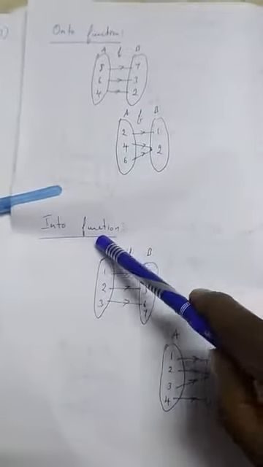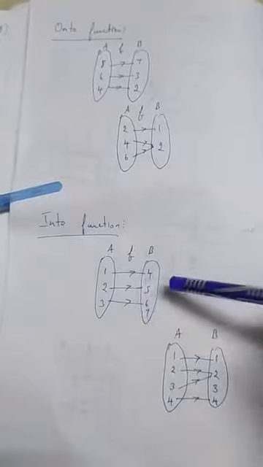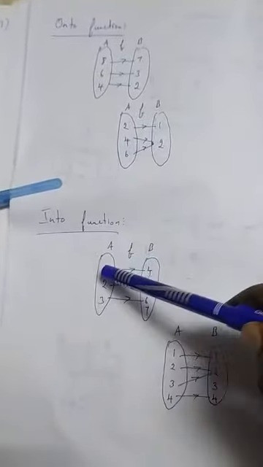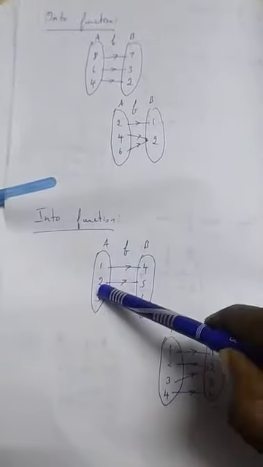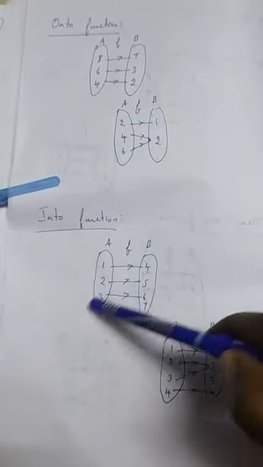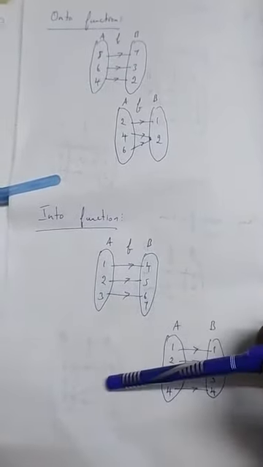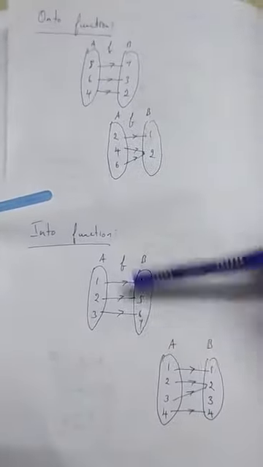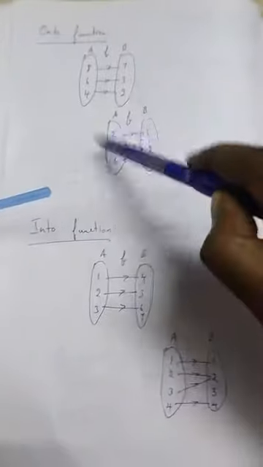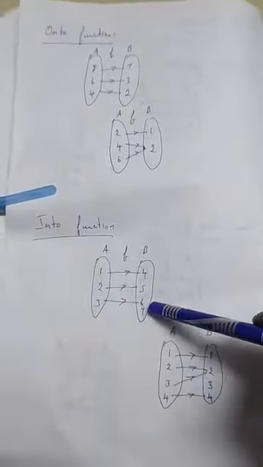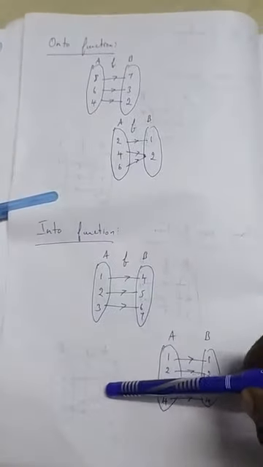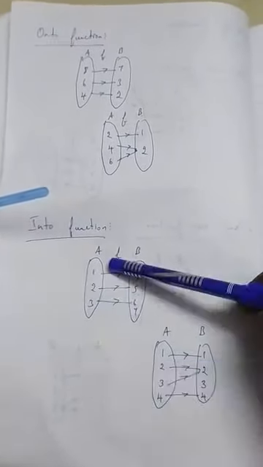Next, the condition for into function is any one or more elements in the codomain don't have any pre-image. 4 has a pre-image. The pre-image of 4 is 1. 5 has a pre-image, that is 2. 6 has a pre-image. 7 doesn't have any pre-image in set A. Therefore, it is into function. So, there is a difference between onto and into. Onto means all the elements in the codomain must have a pre-image. Into means any one or more elements in the codomain don't have any pre-image in set A. So, this is called into function.